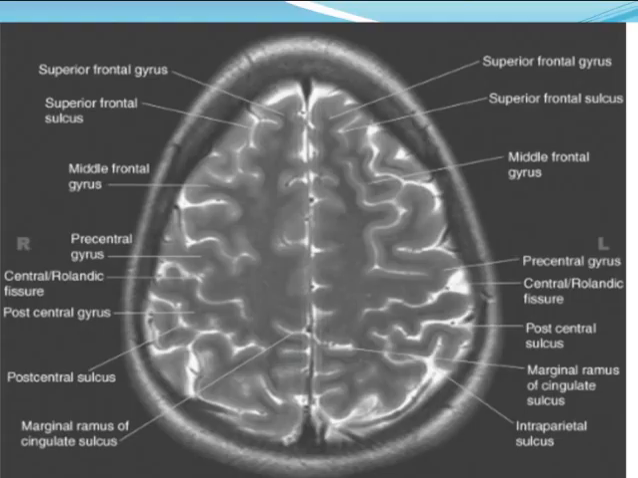The axial cut of MRI T2 weighted image also showing the superior frontal gyri, the middle frontal gyri, the central sulcus, anterior to it the precentral gyri, and posterior to it the postcentral sulcus. This is also the central sulcus here.